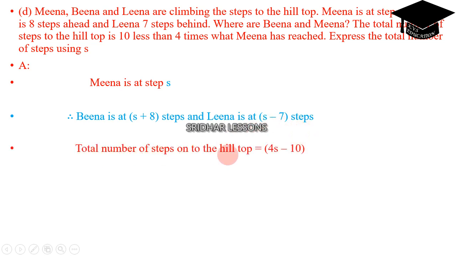The total number of steps is 4S minus 10 because the total number of steps to the hilltop is 10 less than 4 times what Meena has reached. Okay, that is 4S minus 10 because Meena is at S. So 4 times Meena's step, 4S, minus 10, because it is 10 less than.